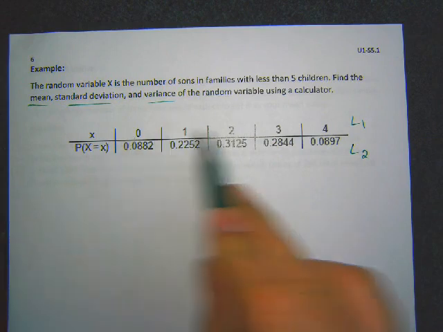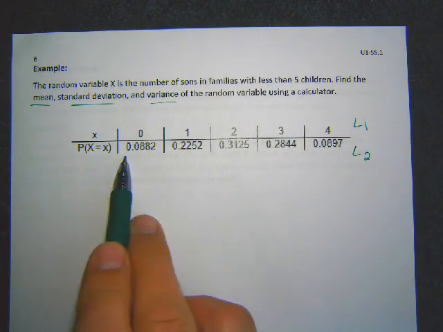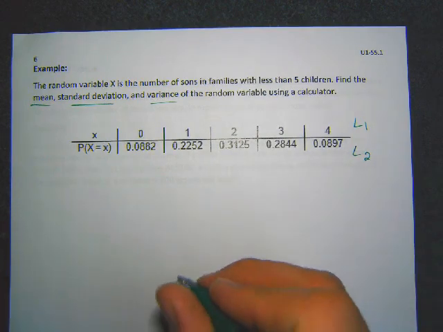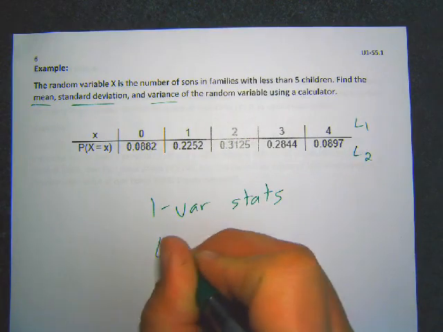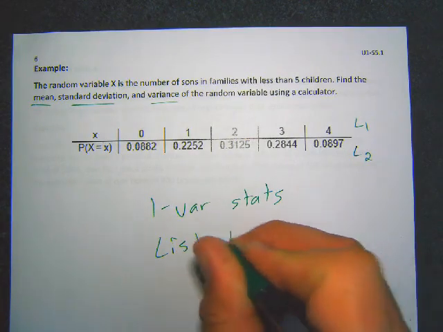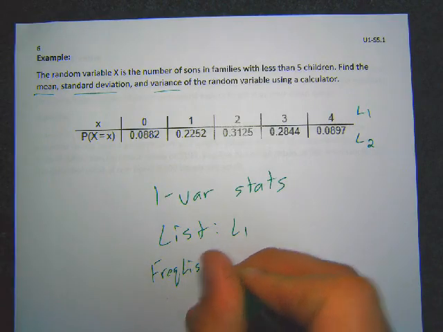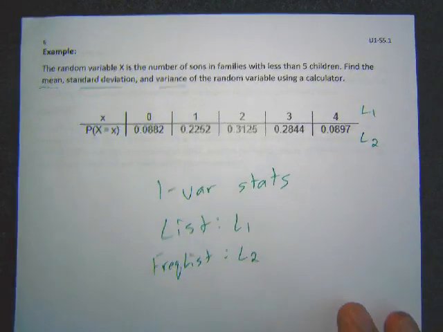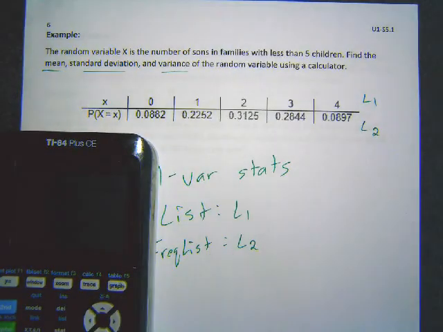That way our values are still list 1, right, because these are different possible results, and our probabilities are still list 2. That way when we go to do our 1 bar stats, we'll still have our list as L1, and then our frequency list will be L2. That's kind of why we're doing it, so that when we get to that point, we don't have to change anything really.